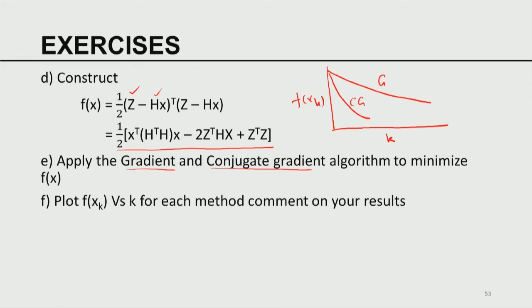You can readily see the value of f of xk reduces faster for the conjugate gradient algorithm compared to the gradient algorithm, because we have already seen from the table that conjugate gradient algorithm requires a much smaller number of iterations compared to the gradient algorithm. So this will essentially help you to verify the power of the conjugate gradient algorithm in solving problems. With this we come to the end of the discussion of the optimization algorithms.